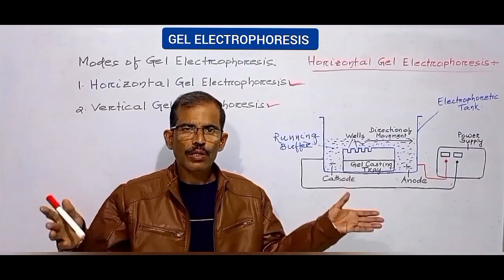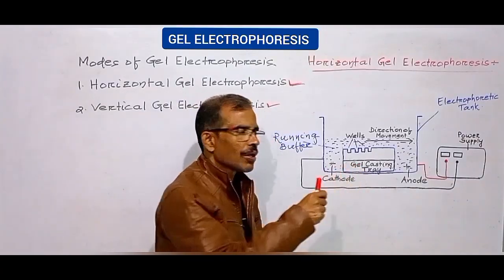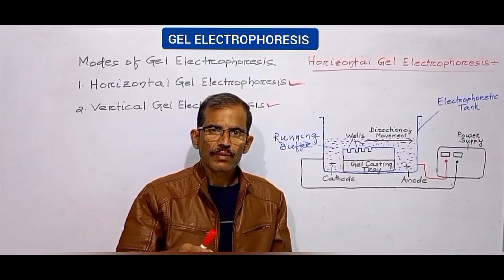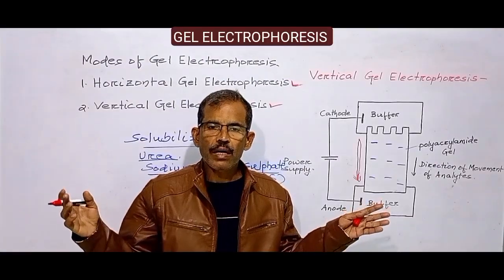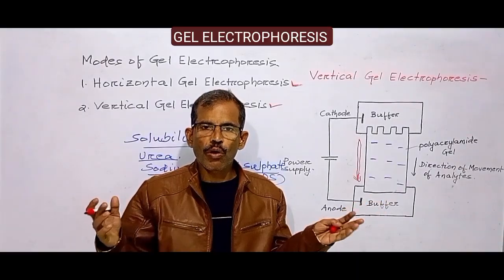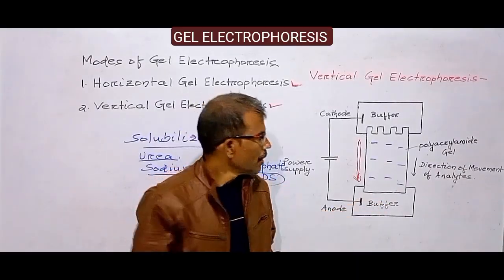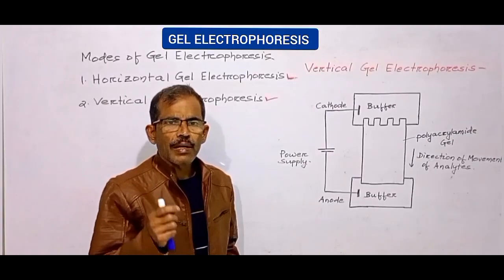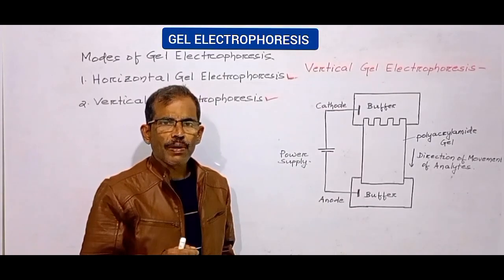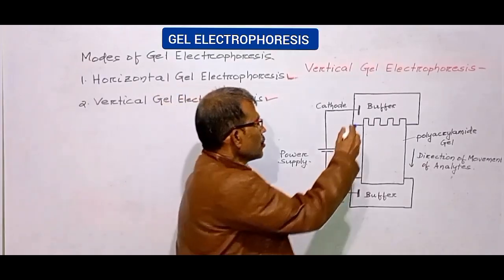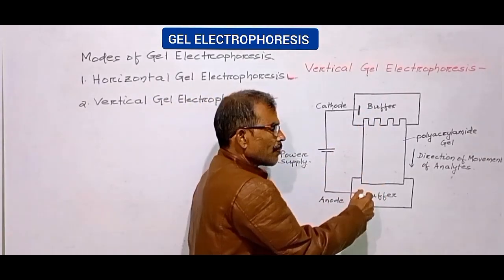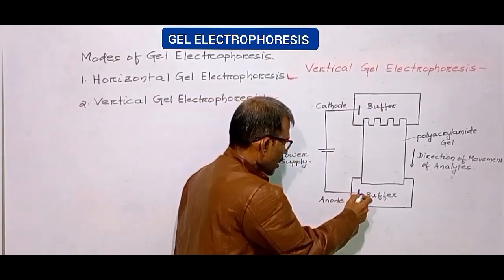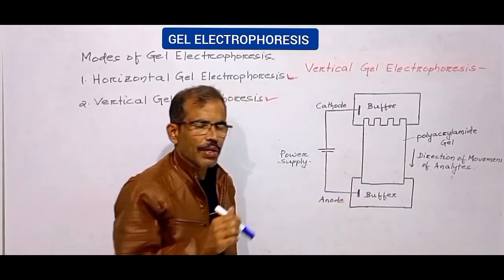Acrylamide gel is not used in this system because it cannot polymerize in the presence of oxygen. The second one is vertical electrophoresis, which involves casting the gel in a vertical orientation. This technique employs a discontinuous buffer system having two buffer reservoirs. The cathode is placed in the upper and the anode is in the lower buffer reservoir.